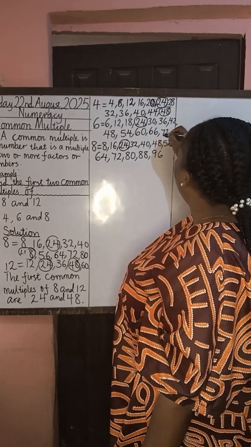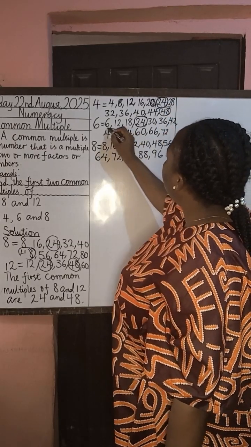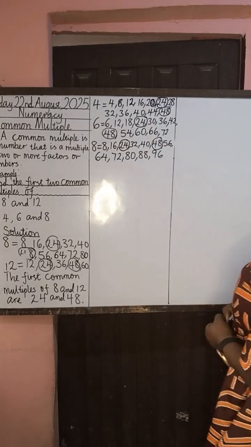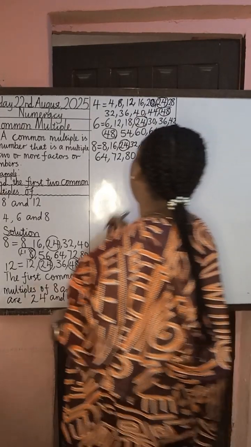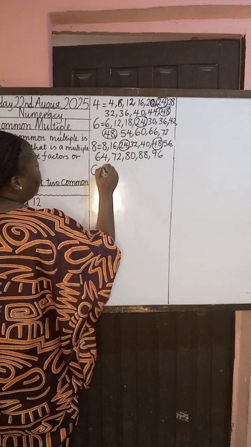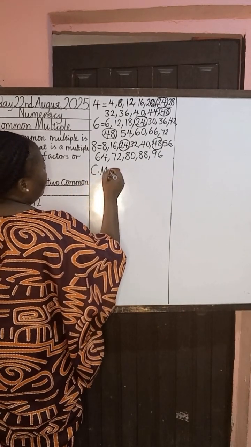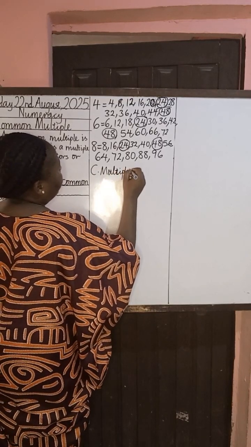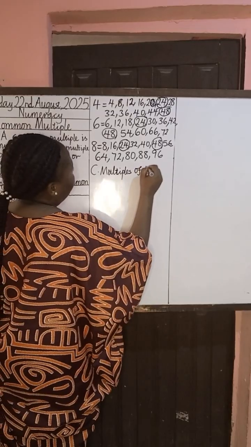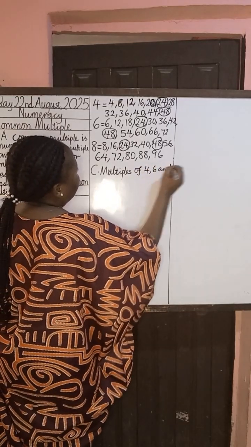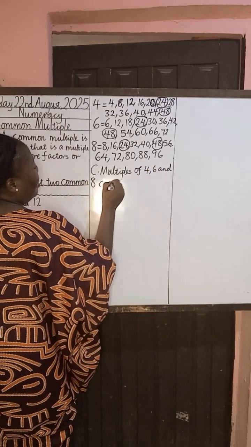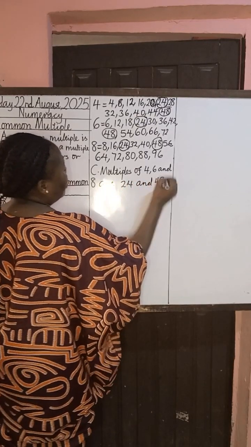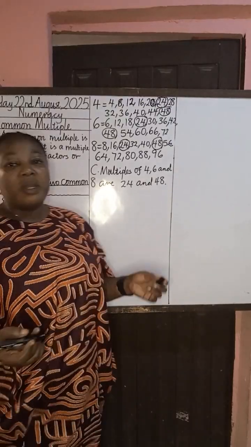48, 48, and 48. Wow. So we have the first and the second. Our common multiples of 4, 6, and 8 are 24 and 48. So that is how to go about it.